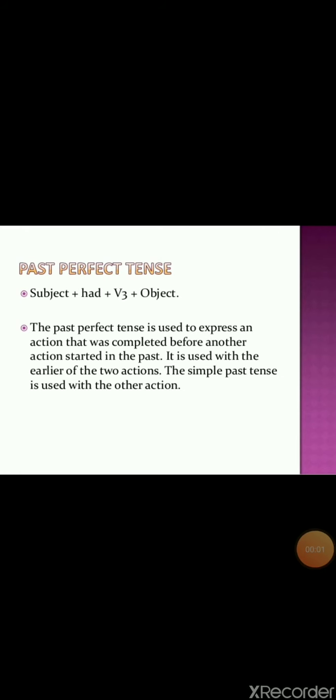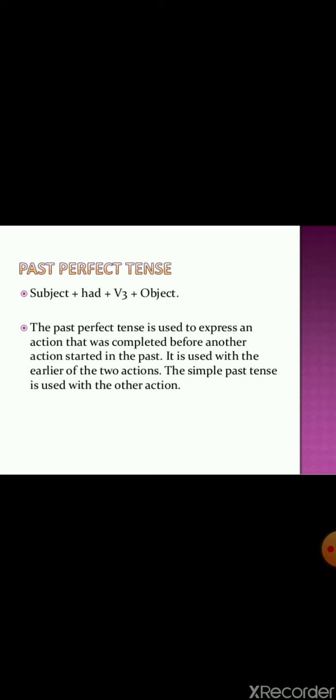Moving ahead, the past perfect tense structure. First we look at subject plus had. You know that had is always with V3, plus object. Now the past perfect tense is used to express an action that was completed before another action started in the past. It is used with the earlier of the two actions. The simple past tense is used with the other action. Very simple to understand. It's an extension of the past tense.